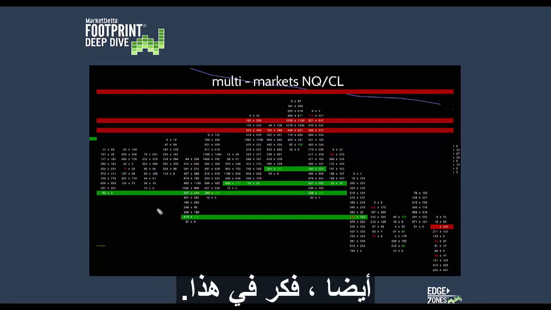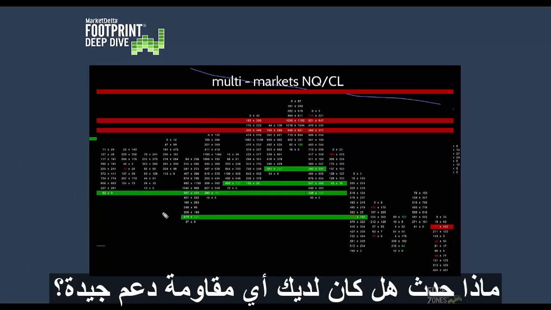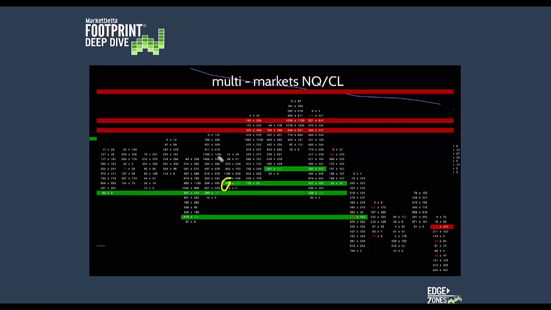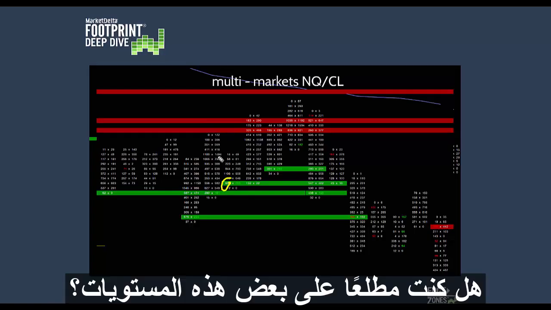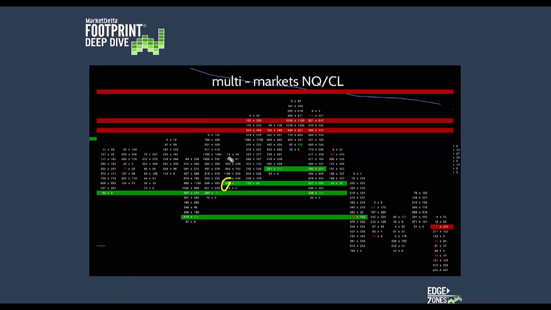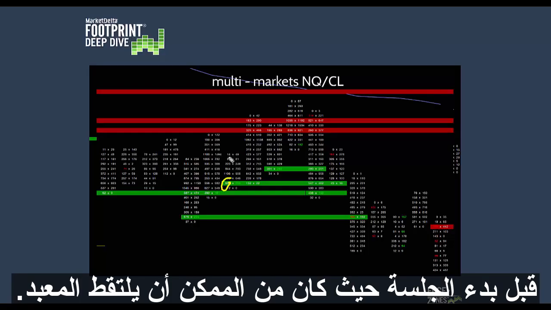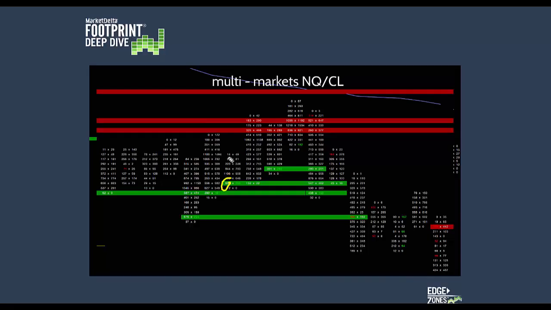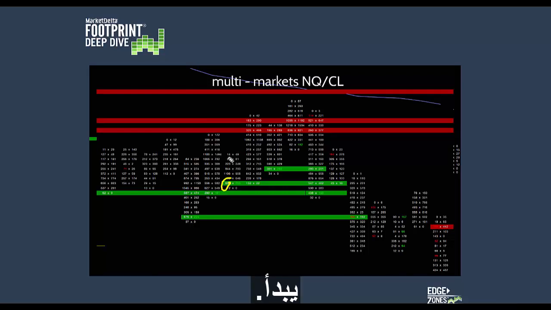Also, think about this. I think I mentioned this a few slides ago. When you do your homework, what happens? Did you have any good support resistance 3 hours after you did your homework? Were you privy to some of these levels? Well, no, because the game didn't start. You don't know what might have happened after the session started, where the tempo could have picked up. Don't try to predict too much of the day, especially before the day starts.